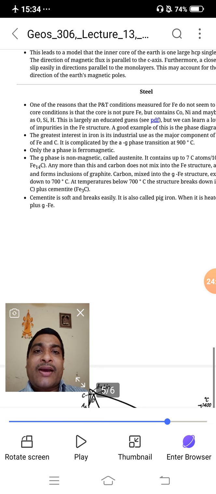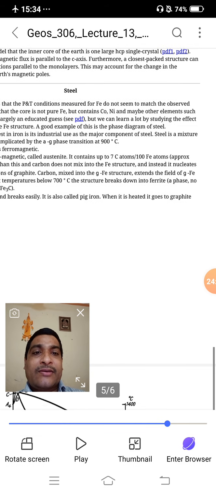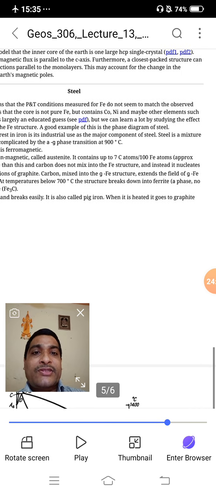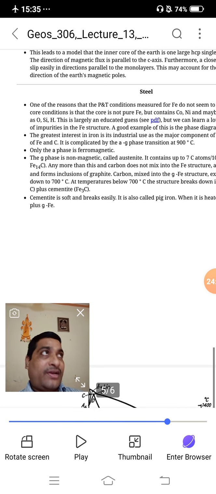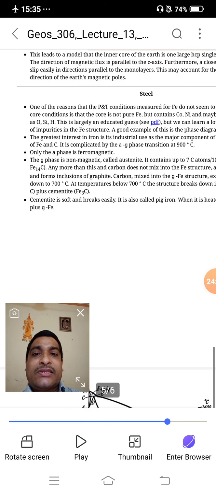It is complicated by an alpha to gamma phase transition at 900 degrees Celsius. Only the alpha phase is ferromagnetic. The gamma phase is non-magnetic, called austenite. It contains up to about 7 carbon atoms per 100 iron atoms, approximately Fe14C. Any more than this, and carbon does not mix into the iron structure but nucleates and forms inclusions of graphite.